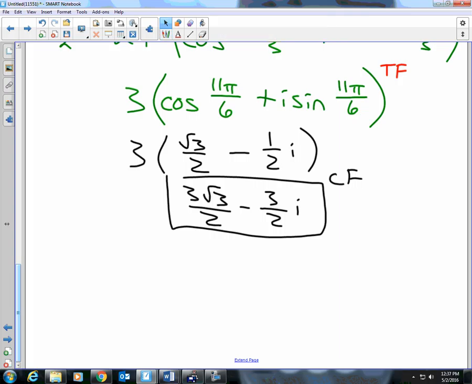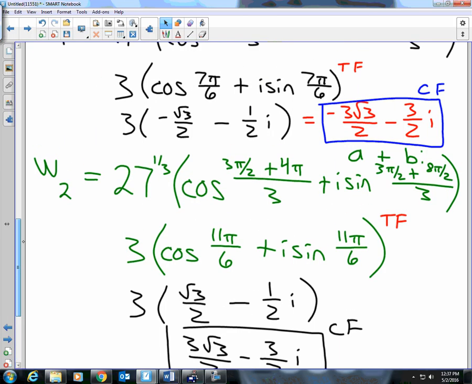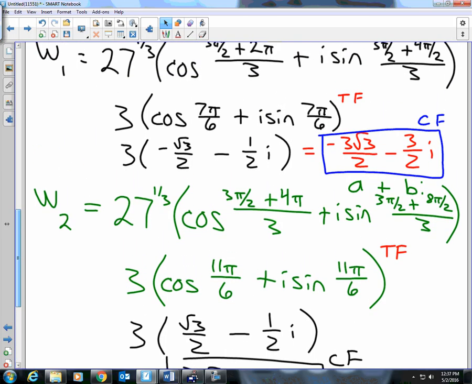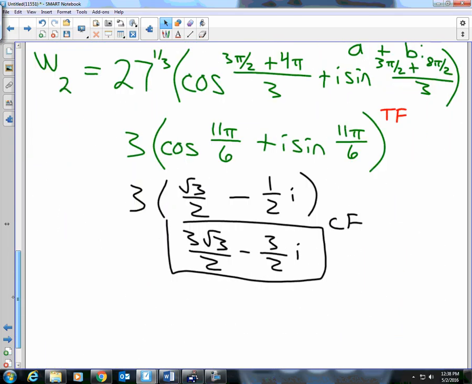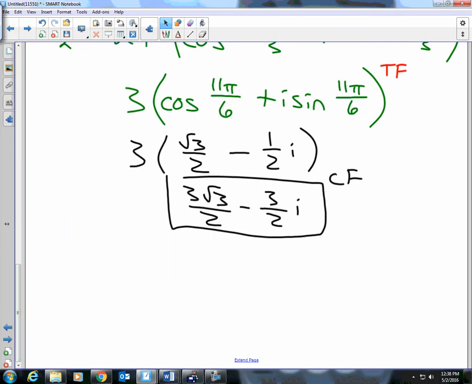So there are 3 solutions. 3 root 3 over 2 minus 3 halves i. Negative 3 root 3 over 2 minus 3 halves i. And 3i. Take any of those, multiply by themselves 3 times, and you will come up with negative 27i. I would like it in both the trigonometric form and then take it and simplify it to complex form. We did third roots, so I might ask you square roots, and in that case, you would only have a couple.